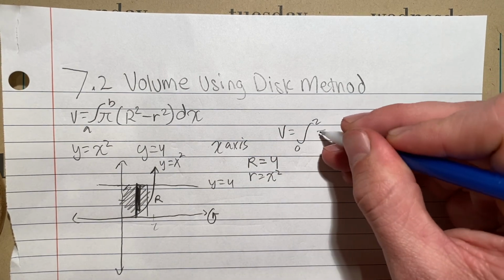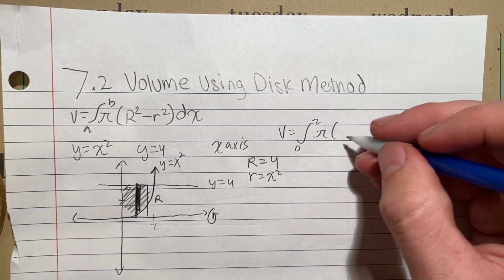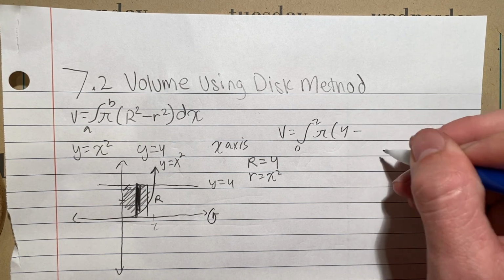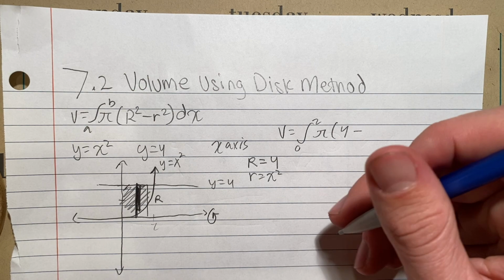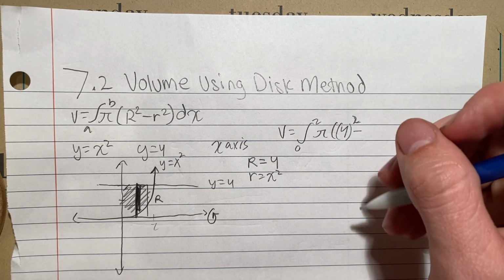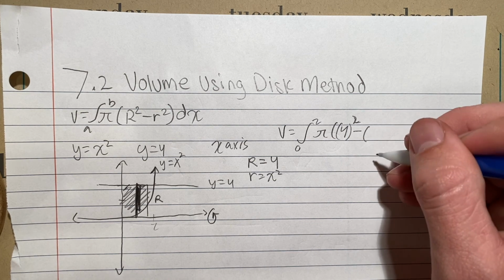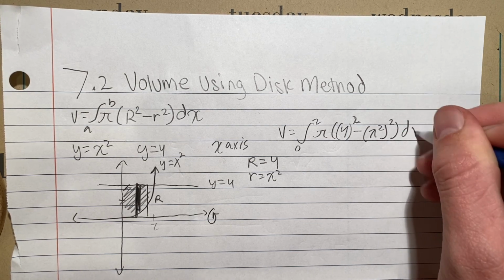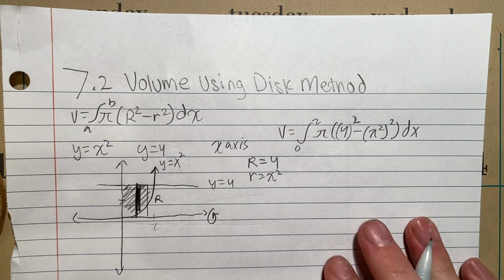Then we're going to say pi times big R, which is 4, minus, and that's squared, by the way, big R minus little r, which is x squared, squared, dx. And that's the setup for that.